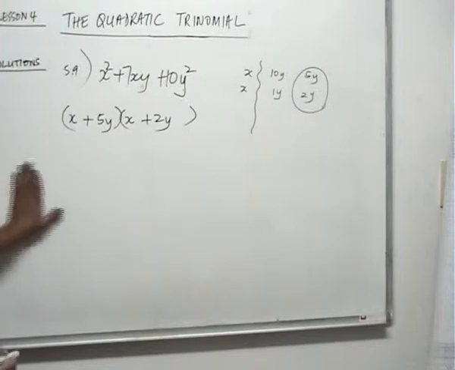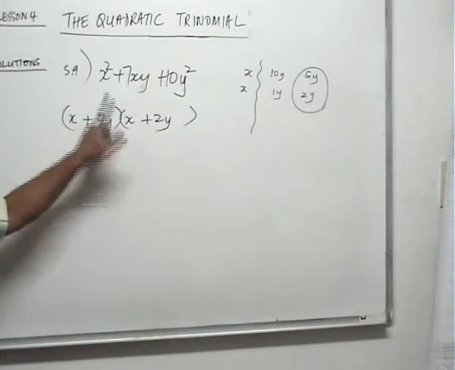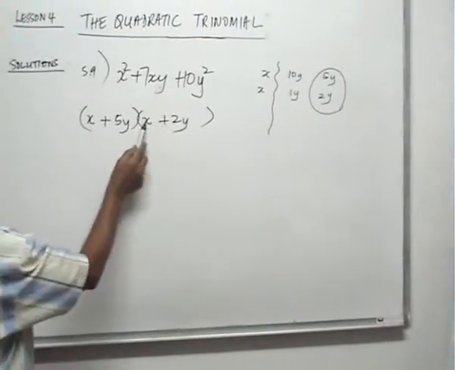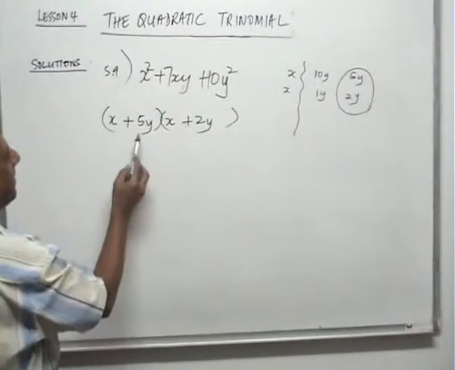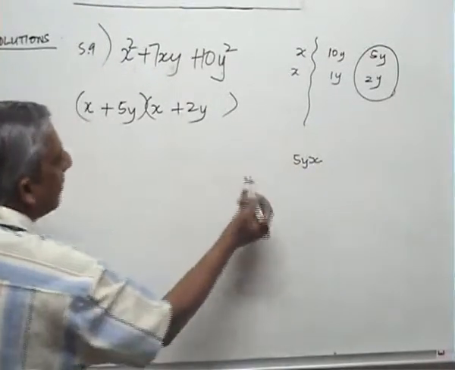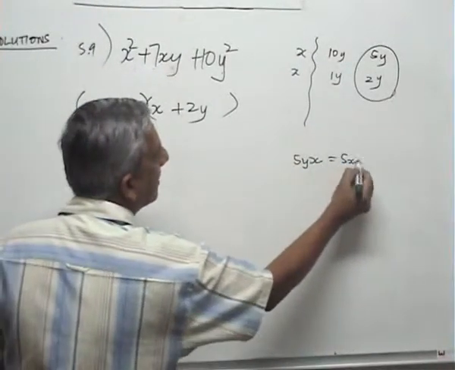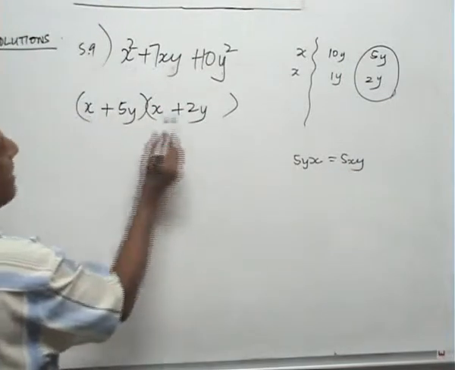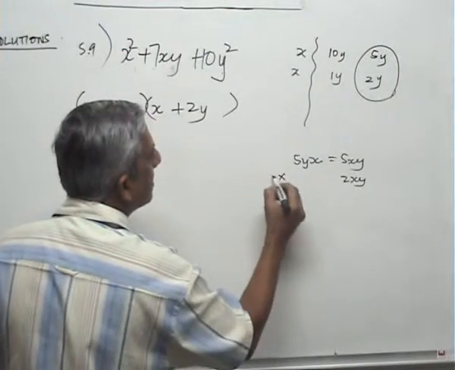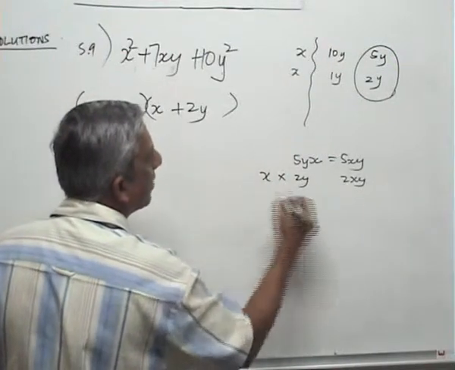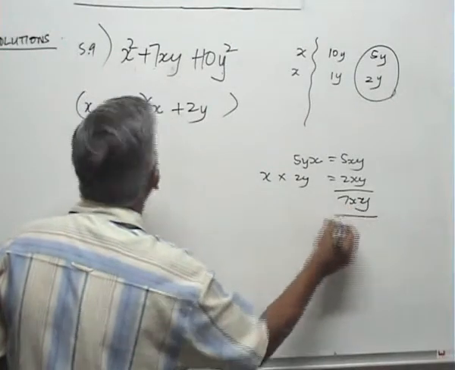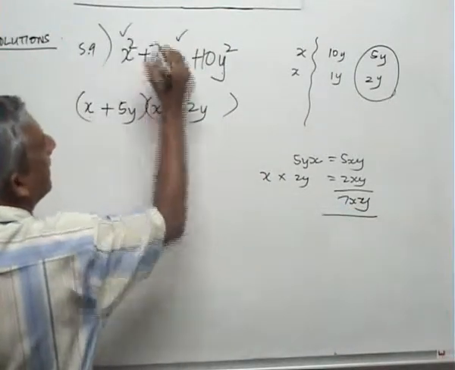And if you do products on this, you'll see that this will give you that. And you must do products in your own time and make sure that these answers are right. I'm just going to do this one just to show you. X times x will give you x squared. 5y times x will give you 5yx. And then x times 2y will give you 2xy. And when you add that up, you get 7xy. So you got the middle term.